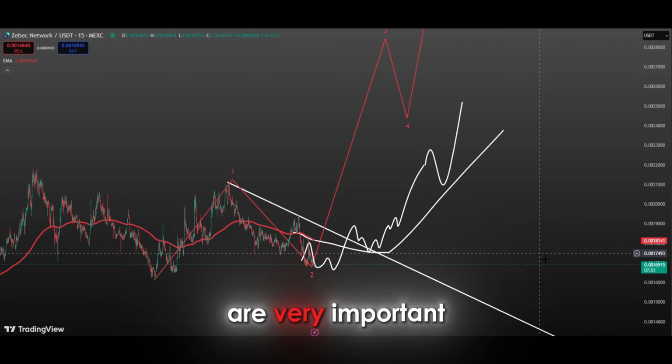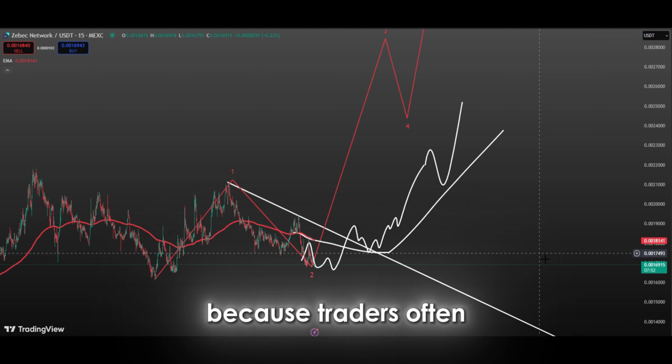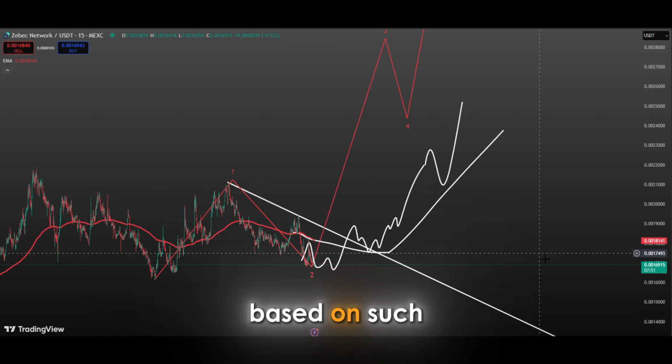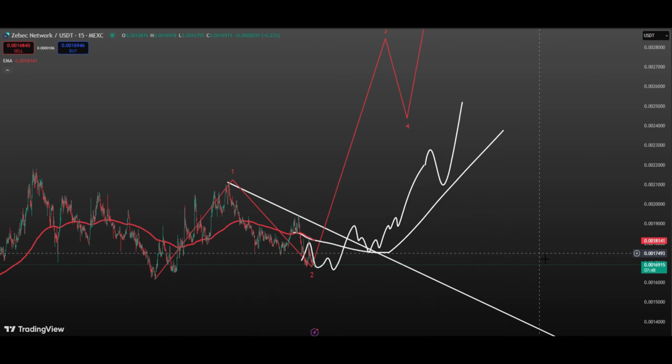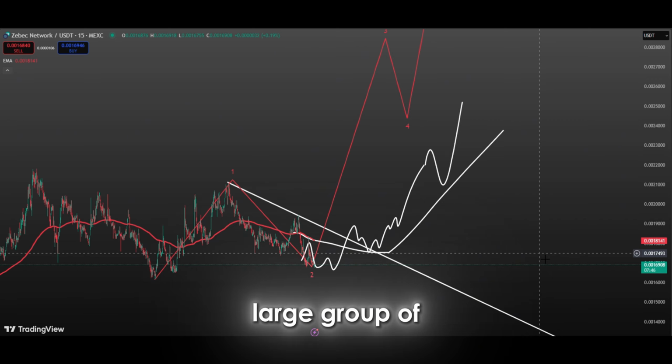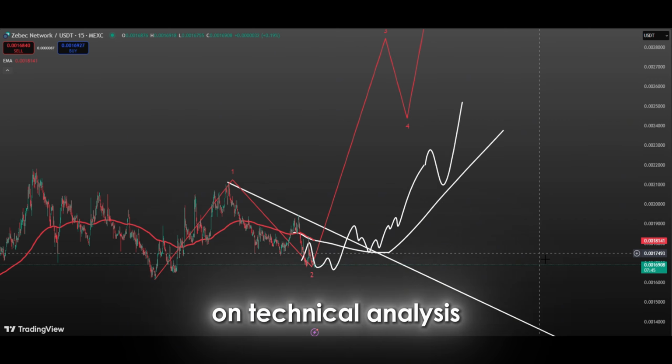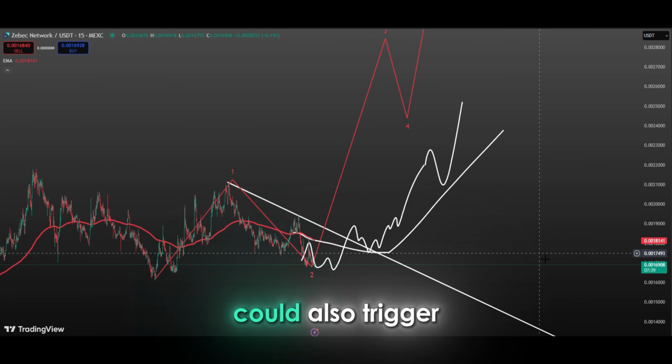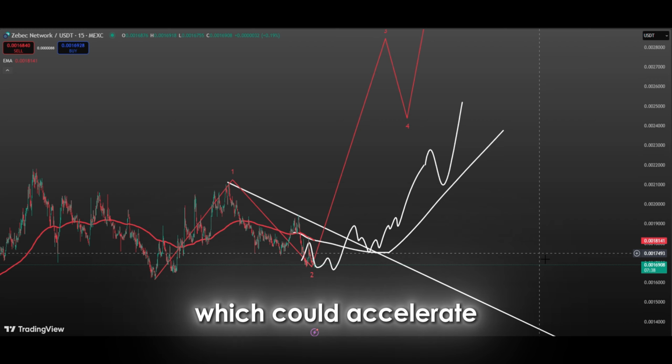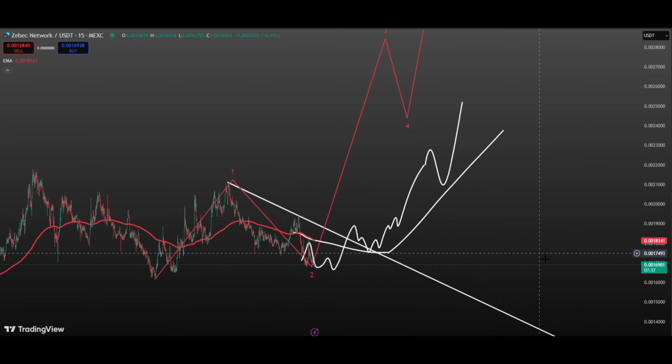Such structures are very important in technical analysis because traders often take positions based on such critical levels. Therefore, a breach of the 200 EMA could increase the interest of a large group of investors who trade on technical analysis. This, in turn, would increase demand, creating a favorable environment for prices to reach higher levels. Such a breakout could also trigger algorithmic buy orders, which could accelerate the move.